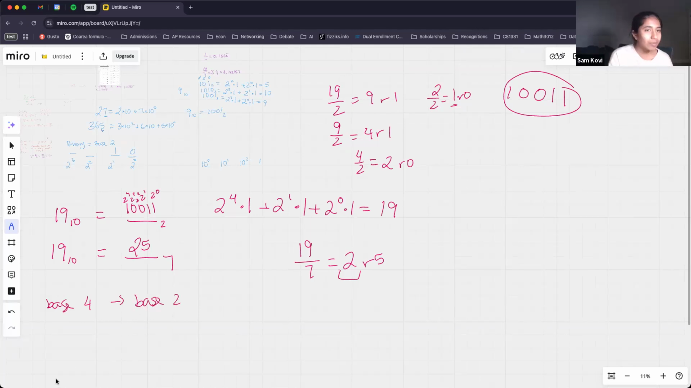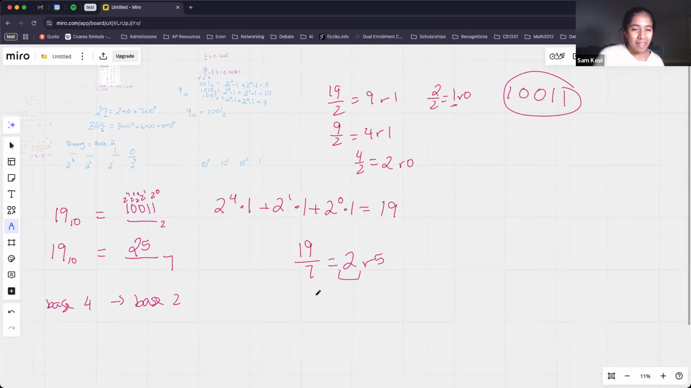And you might be wondering, how do I do that without converting to base 10? Well, you have to think about how base 4 digits are written. First of all, base 4 is an exponent of 2, right? It's 2 squared. So we should theoretically be able to write base 2 numbers as base 4 numbers. So let's take a look.